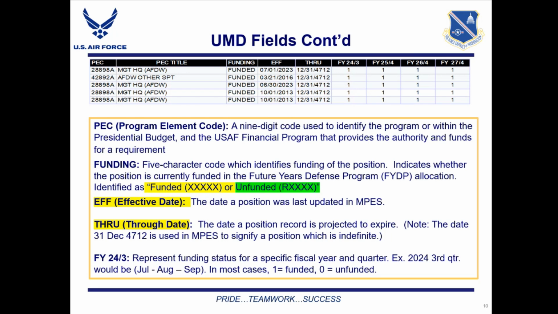And then the fiscal year on out, make sure that you got your ones or your zeros. The ones are indicative of the funding. Zero would be unfunded.